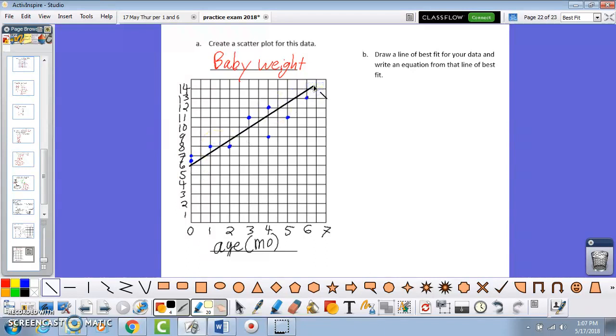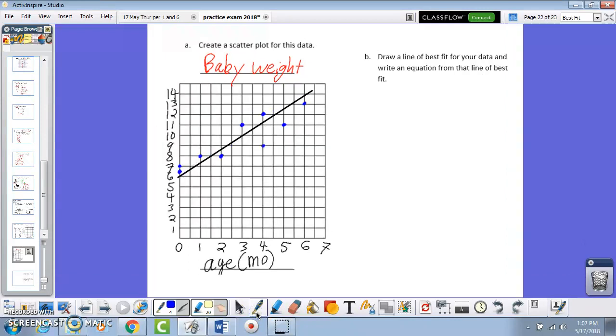I got 1, 2, 3, 4, 5, and 1, 2, 3, 4. I got about half above, half below, and it's pretty close to the points, so that line's going to work great. Okay, now I've got to write an equation, so I need some points. Let's see here. Points on my line.